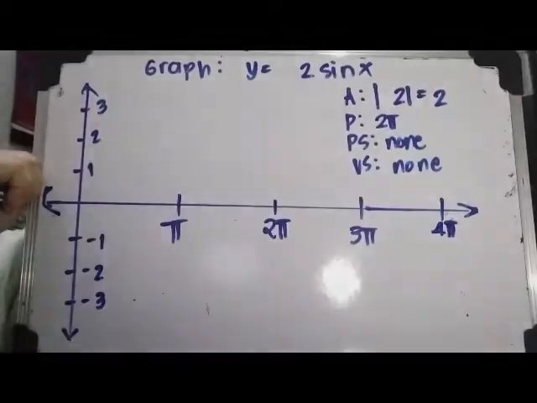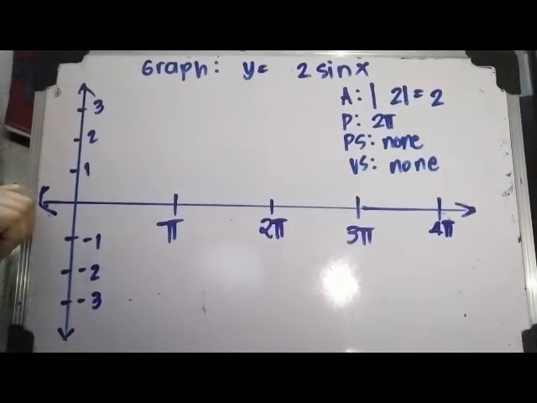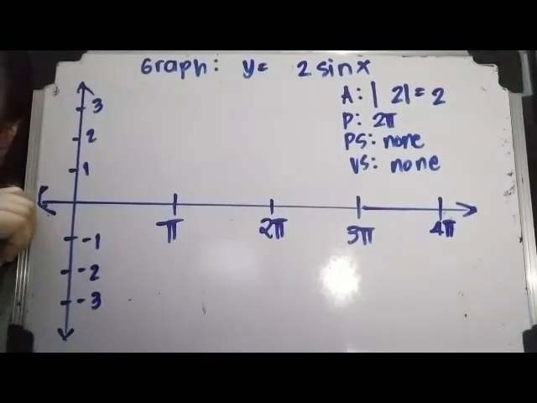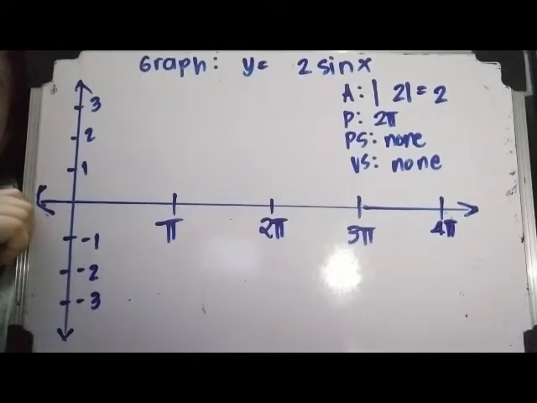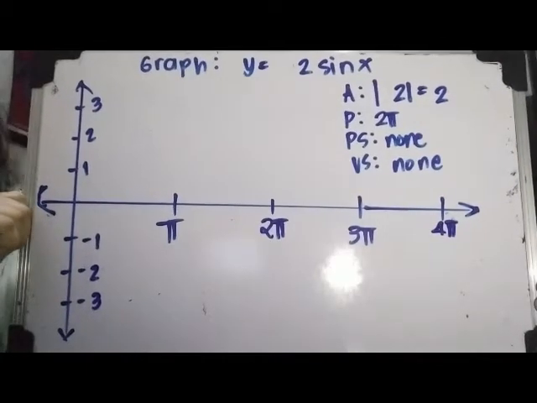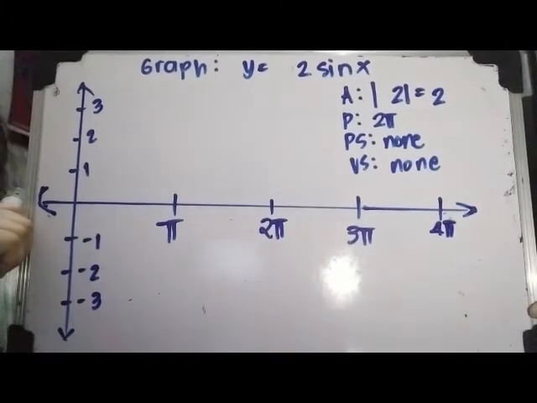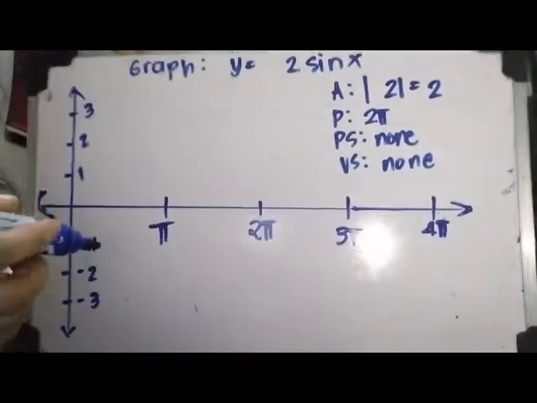Okay, so now let's apply some transformation with our graph. From the parent function, now we're going to graph y is equal to 2 sine x. So obviously there is already a change, especially with our amplitude. So our amplitude is the absolute value of 2, so it gives us 2. Of course, the height and the depth of our graph, of the wave of our sine function, will change. The period is still 2 pi. And then the phase shift is still none. Vertical shift, still none.